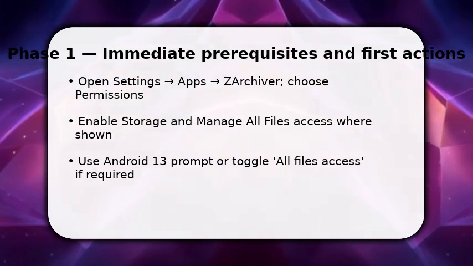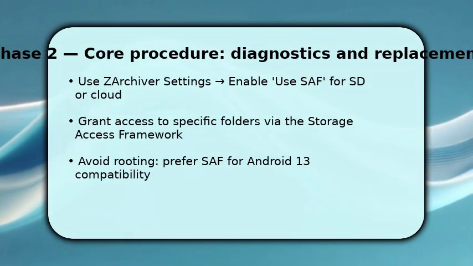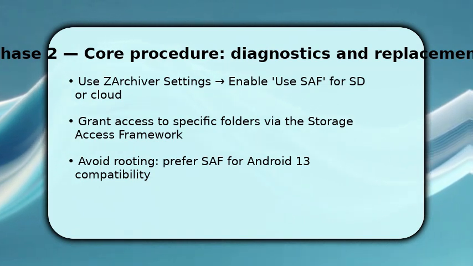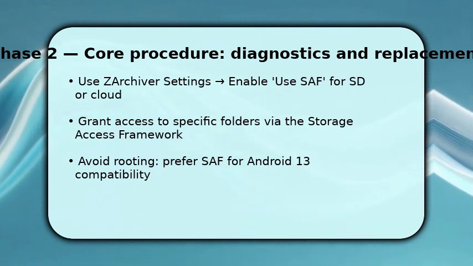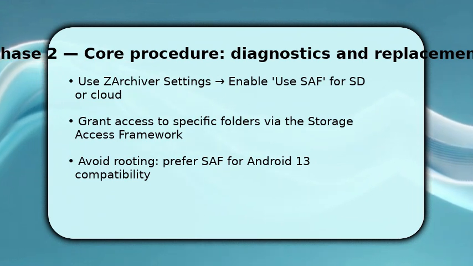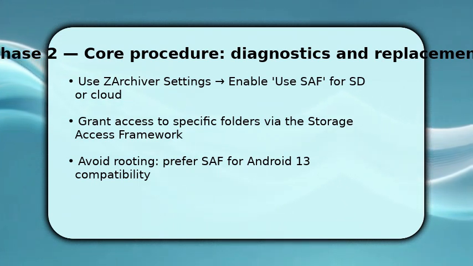Next, configure folder-level access using the Storage Access Framework, because Android 13 blocks broad file system reads. Open Zarchiver settings and enable Use SAF or Use Android SAF. Then tap the folder or SD card you need, choose Allow for that directory, and grant access to subfolders if asked. This tells the system to create a secure URI for Zarchiver, so it can list, extract, and write files.